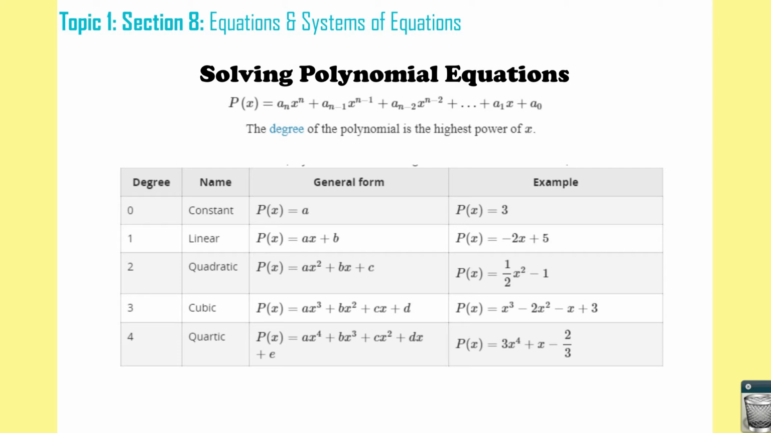So the first one is a degree of 0 and a constant line. Okay, what this means is, look at our example over here, p of x. That's a fancy way of saying y. So we've got y equals 3. We know that is a horizontal line, right? That is constant. It's never changing, okay? Hence constant. The general form is just p of x equals a, where a is some number.